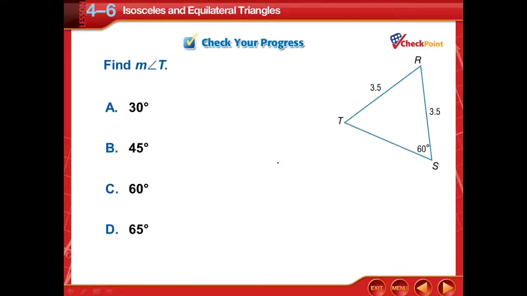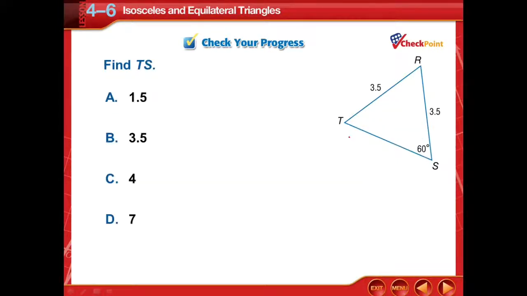Please find the measure of angle T. Angle T is 60 degrees because since this is isosceles, the angles that are opposite the congruent sides are congruent. If angle S is 60 degrees, then angle T is 60 degrees. Here's another example.